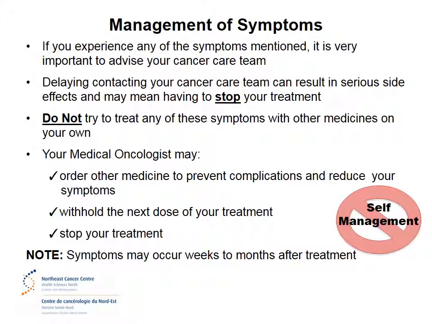Once you notify your medical oncologist regarding side effects, they may order other medicine to prevent complications and reduce your symptoms, withhold the next dose of your treatment, or stop your treatment. It is important to understand that symptoms may occur weeks to months after treatment, and these still need to be reported to your cancer care team.